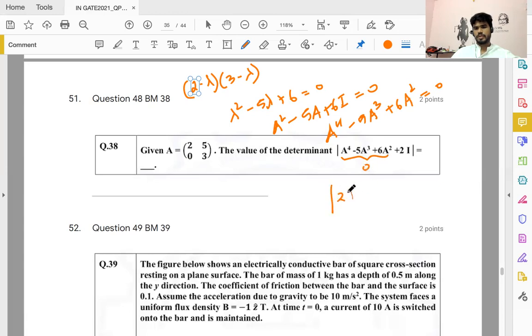So you're looking at the determinant of 2 times I. Here is a trap. This is not 2, it is 4 times the determinant of I, that is 4. It's a 2 by 2 matrix, so this 4 is 2 power 2. For k times I, it is k power n into this thing. This is a trap here. So use Cayley-Hamilton and a property of determinant.